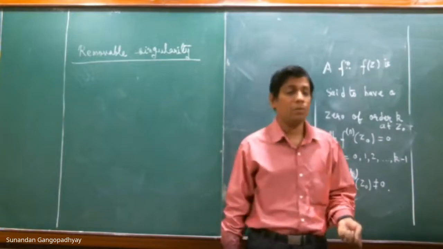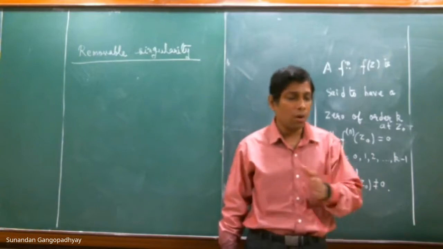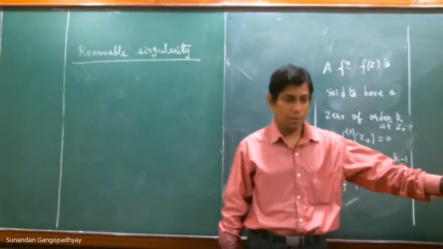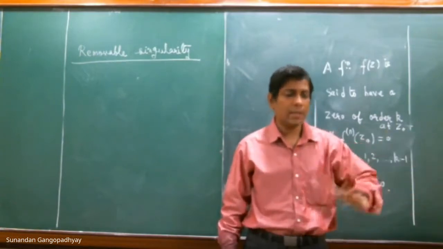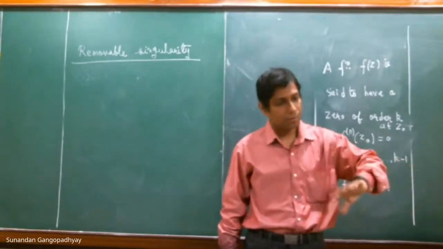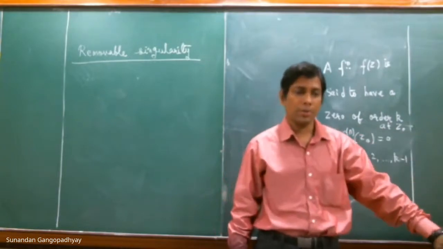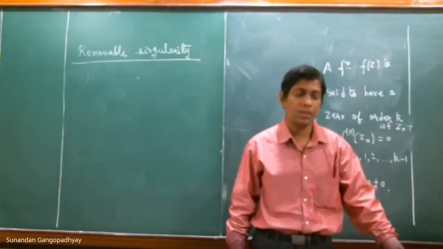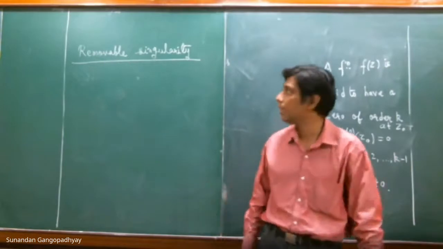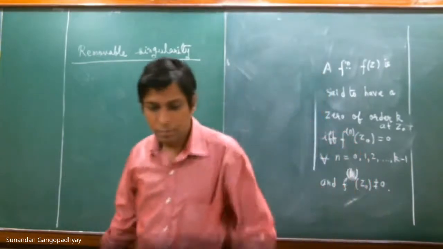And then we have learned what is an essential singularity. An essential singularity basically means that all the negative powers of z, or z minus z naught, in the Laurent series expansion, all of them, or an infinite number of them, are non-zero. Then that singularity is an essential singularity. Now we shall learn what is a removable singularity.